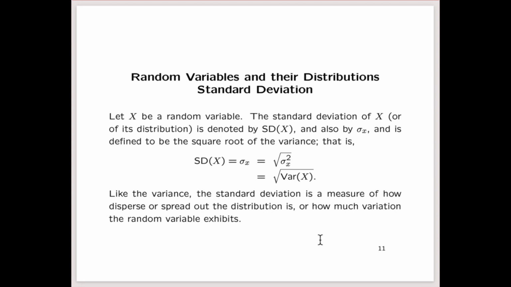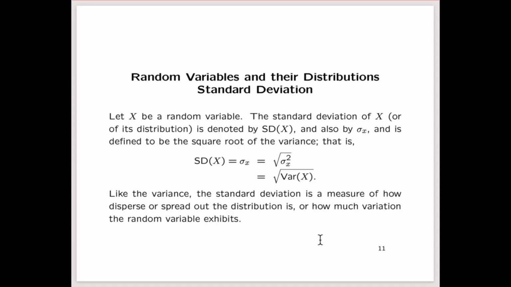Now, remember, when we do that, we would have to take the square root of the units as well. And so in doing that, we would get a measure that has units that are the same as the units of the original data. And that quantity that we've just talked about, the square root of the variance, is the standard deviation for the distribution, or equivalently, the standard deviation of the random variable x.